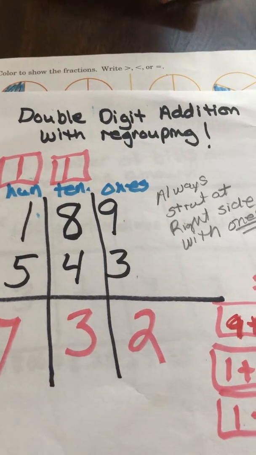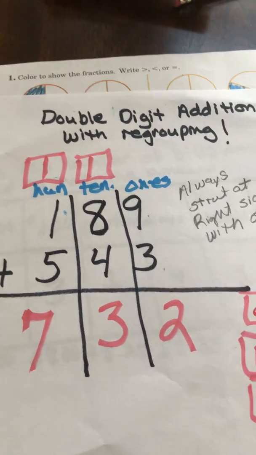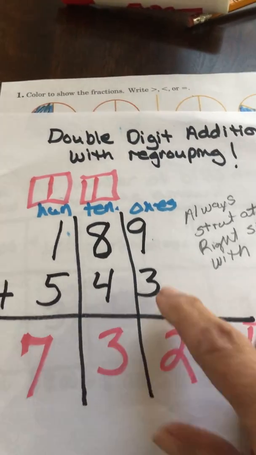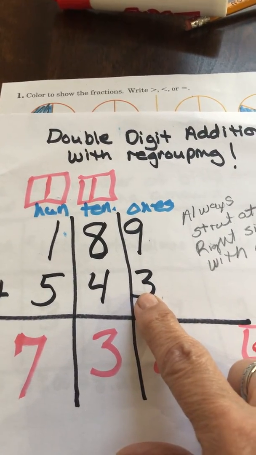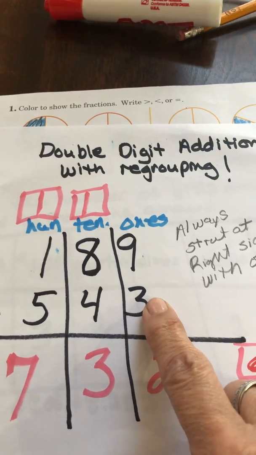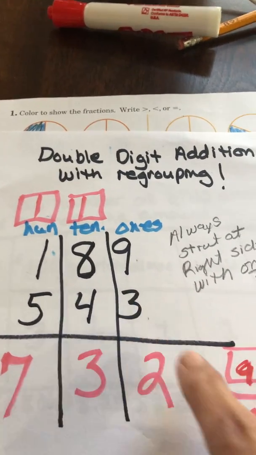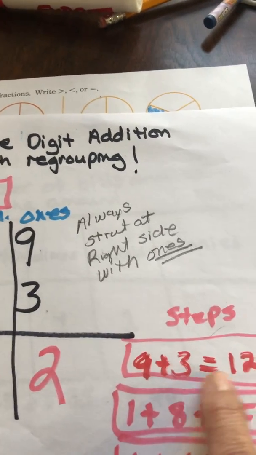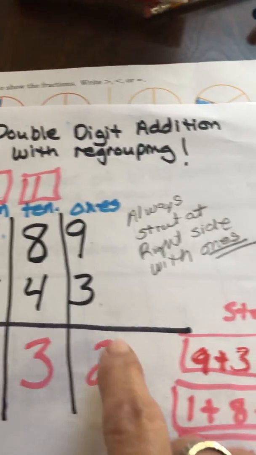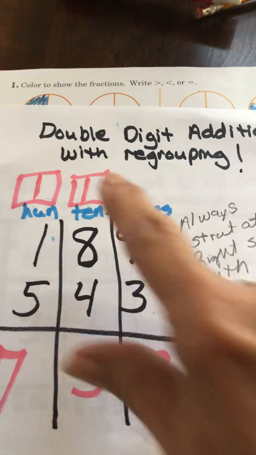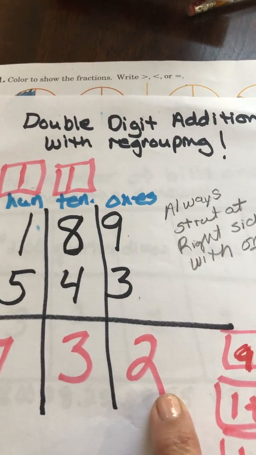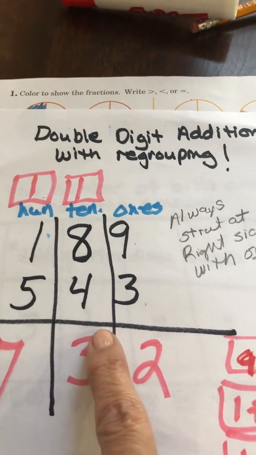Next, we're going to work on double digit adding with regrouping. Okay, if I have 189 plus 543, you always start in the ones column, always on the right, which is the ones, and then add 9 plus 3. So if I have 9 plus 3 equals 12, I put my 1 up on the tens and my 2 down below. Then I go to the tens column.